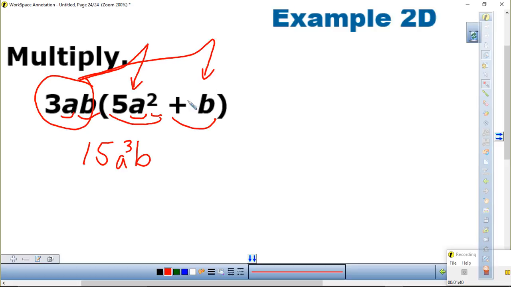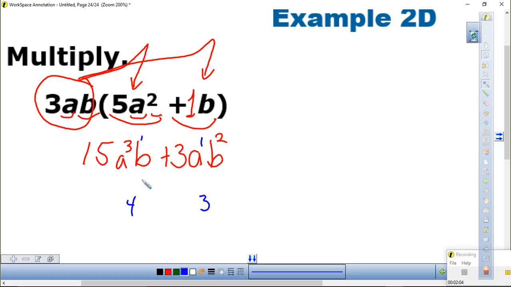Distribute now to the second term. What is the coefficient here? 1. 3 times 1, that is positive 3. There's no a here, so I just write it there. What is b times b? B squared. So let's see if it's in standard form. What is the degree for this one? 4. The degree for this one? 3. 1 plus 2, that's 3.